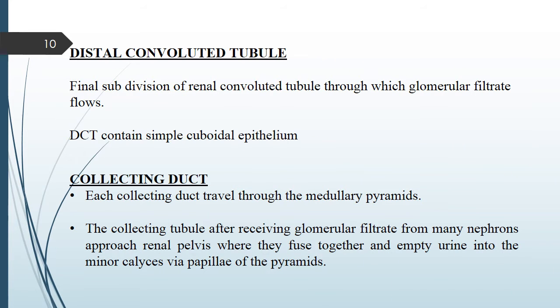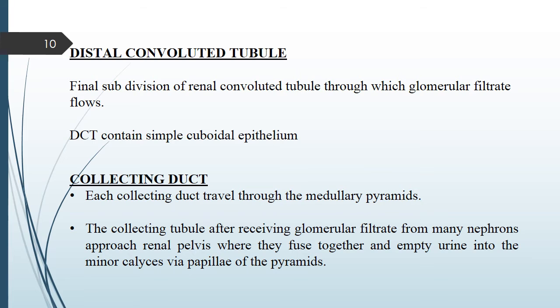The next part of the nephron is the distal convoluted tubule. It is the final subdivision of the renal convoluted tubule through which the glomerular filtrate flows, and it contains cuboidal epithelial cells. The last part of the nephron is the collecting duct. Each collecting duct travels through the medullary pyramids, and the collecting tubules, after receiving the filtrate from many nephrons, approach the renal pelvis, where they fuse together and empty urine into the minor calyces via the papillae of the pyramids. These are all the parts of the nephron.